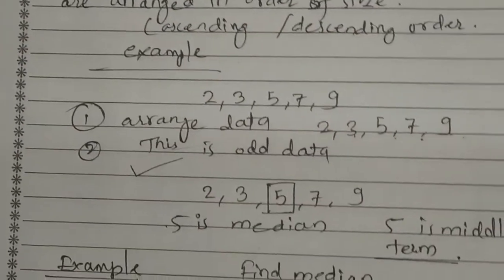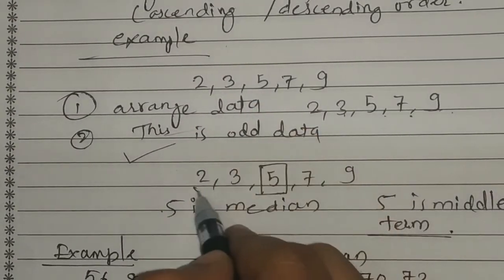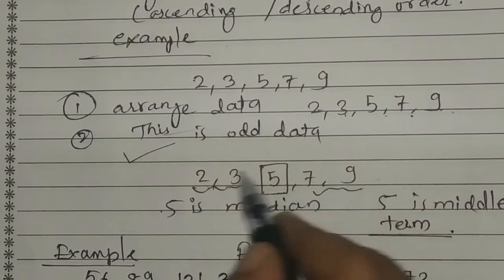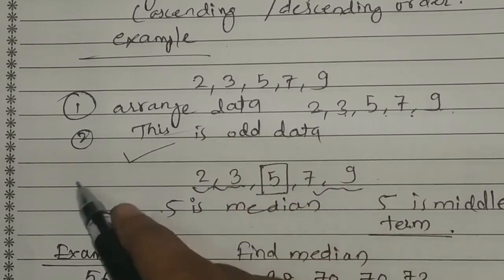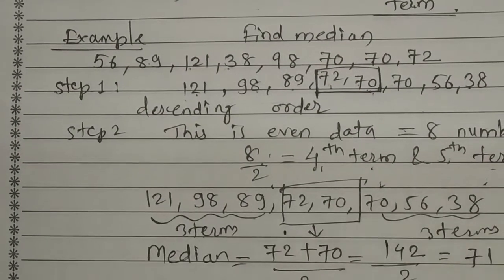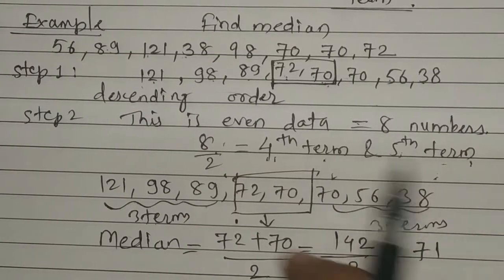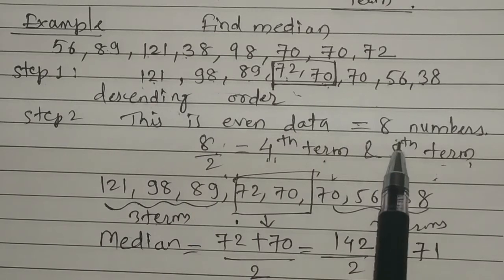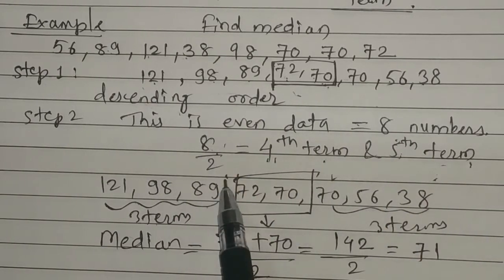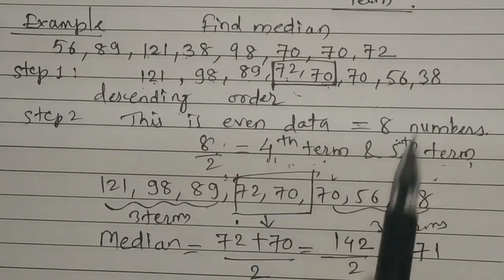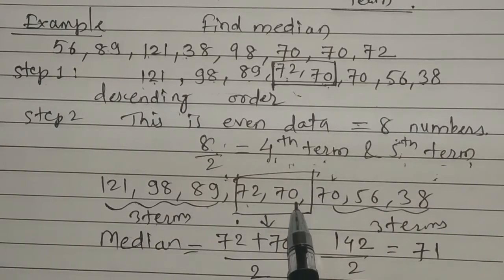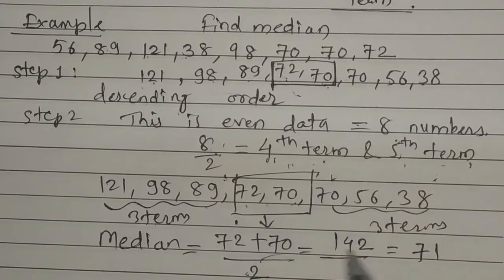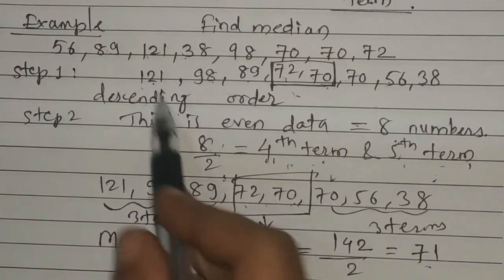If there is odd data, there is no confusion, just pick the middle term which divides the data into 2 equal parts. But whenever the data is even, first count them. You have 8 numbers here, which is even, so divide by 2, take whichever number you get and the term next to it, like here the 4th and 5th, which are the middle terms. Take their average, and the final 71 is the median for this data.